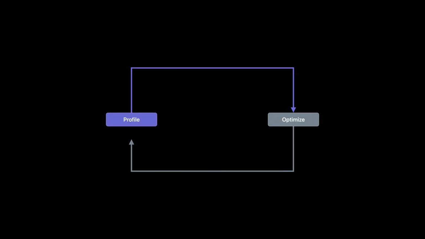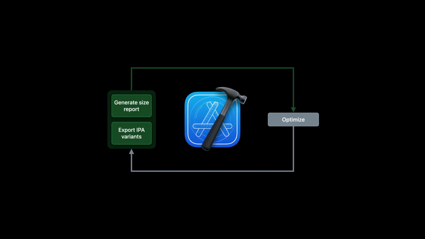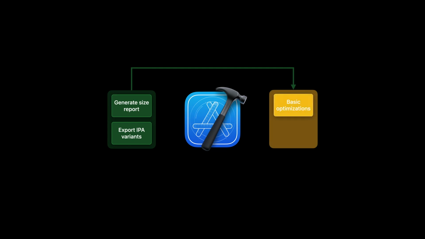Many of you are familiar with the iterative process of profiling and optimization in software development. I'd like to show you a process where you can use Xcode to generate a size report and export an IPA for each device variant. Then I'll walk you through a set of basic and advanced optimizations you can perform to reduce the size of your app clip. The goal is to avoid being surprised at app submission time if your clip is over the limit.